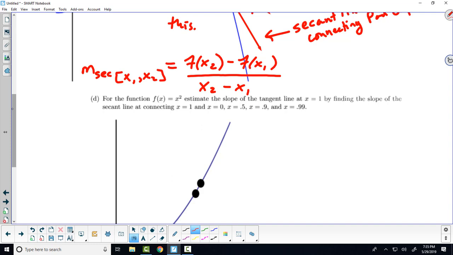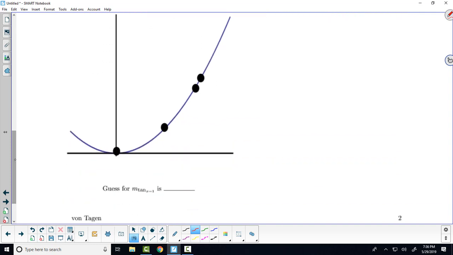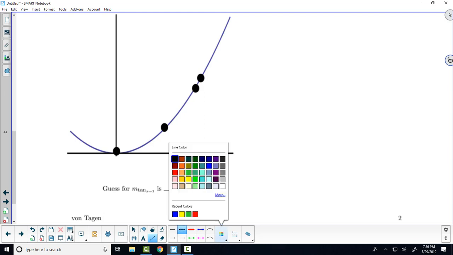we're going to estimate the slope of the tangent line at, because I've always got to give you a location, x equals 1. Okay. By finding the slopes of various secant lines. Okay. So what are we after? Well, we're after the slope of this line right here.